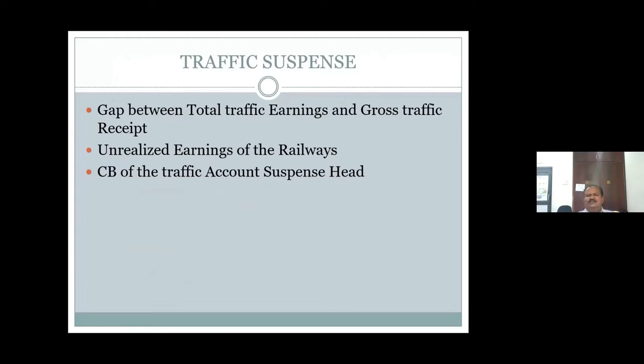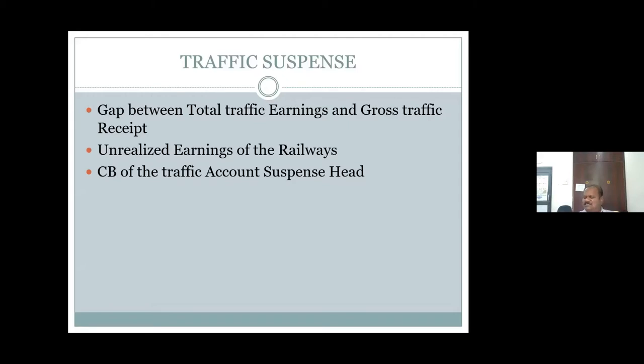Every rupee we earn is on the accrual basis and need not be realized, for some reason or other. There are various reasons, due to the multitude of transactions. On the accrual basis, we take all the accrued amount on the debit side of the balance sheet. Whatever is realized, we remit and reflect on the right side of the balance sheet. The difference is reflected as the traffic suspense.